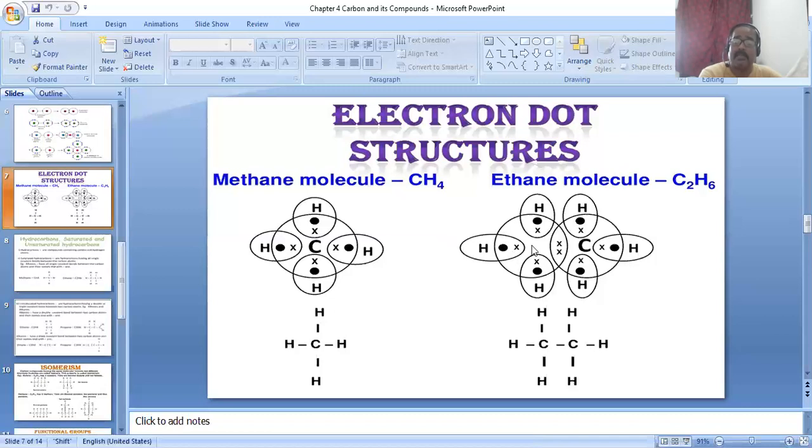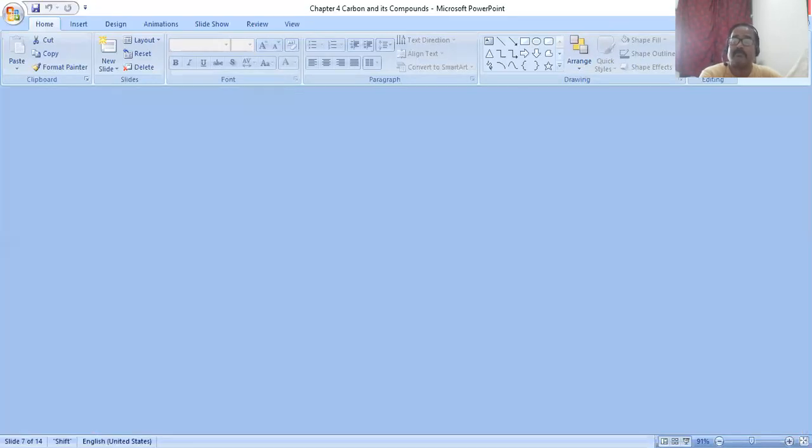In the case of this carbon, it is stable, so 1, 2, 3, 4, 5, 6, 7, 8. For the second carbon, it is also stable, 1, 2, 3, 4, 5, 6, 7, 8. So now carbon and carbon are combined by a single bond, and the first carbon combines with 3 hydrogens, 1, 2, 3, and with the other carbon makes 4, tetravalency fulfilled, and the second carbon also 1, 2, 3, 4, tetravalency fulfilled. So these are the electron dot structures, some examples of methane and ethane molecules. Okay, and in the next video we will discuss some other points.